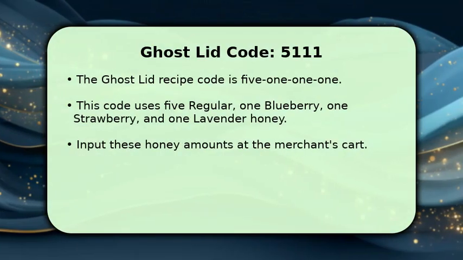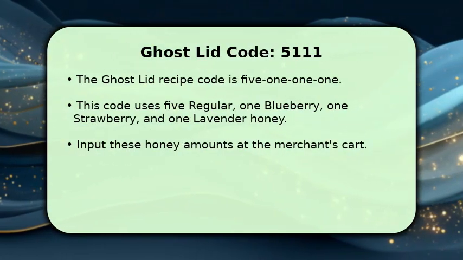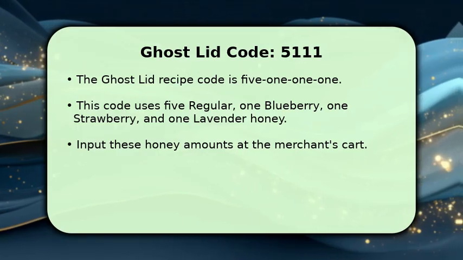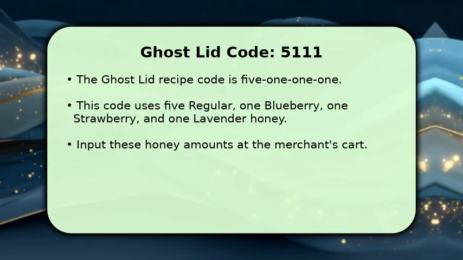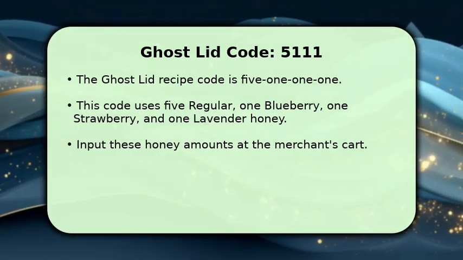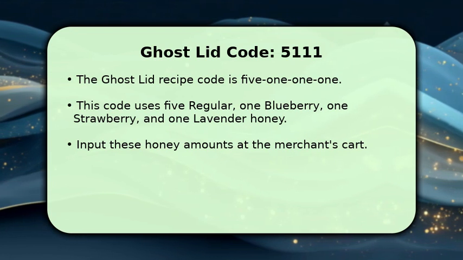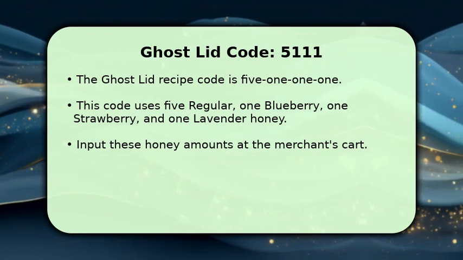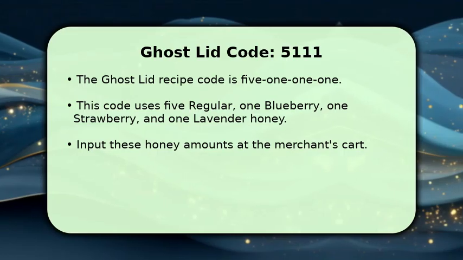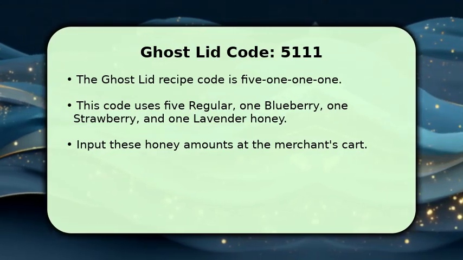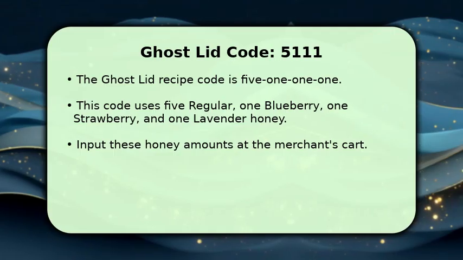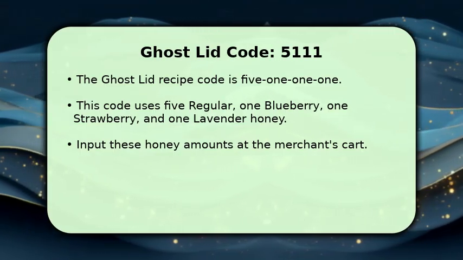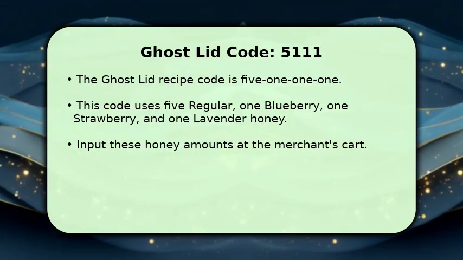The specific recipe code for the ghost lid is 5111. This translates directly to the honey types you need for crafting. You will use 5 units of regular honey, 1 unit of blueberry honey, 1 unit of strawberry honey, and 1 unit of lavender honey. Head to the merchant's cart in your garden and carefully input these exact quantities using the plus buttons for each honey type.